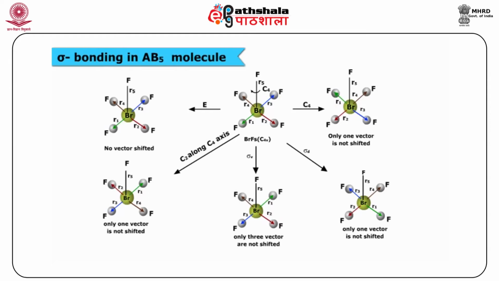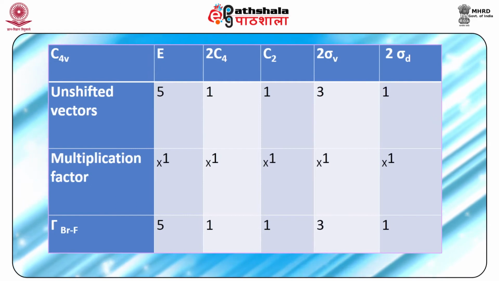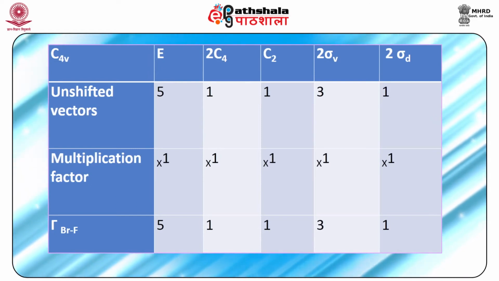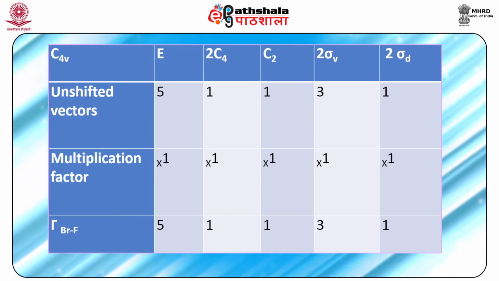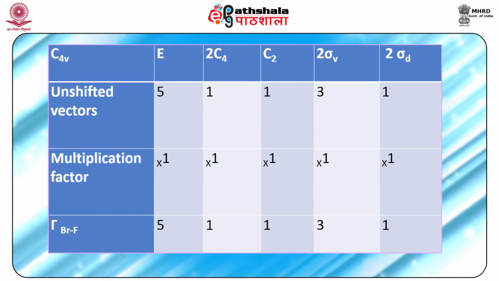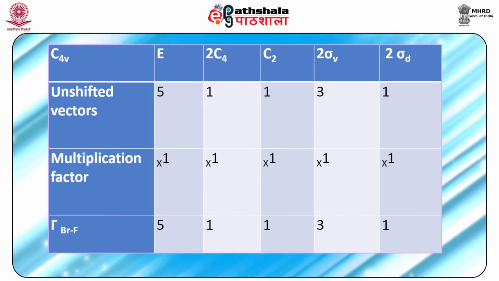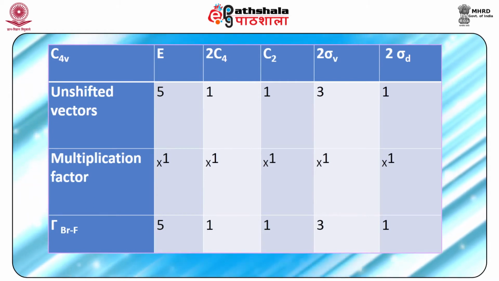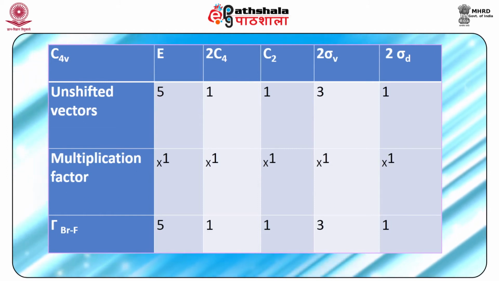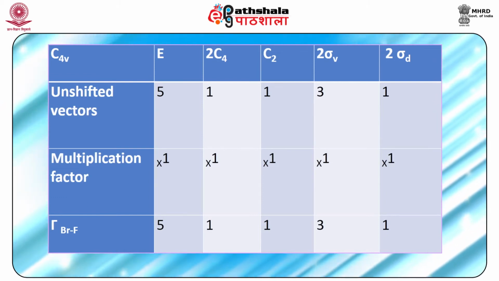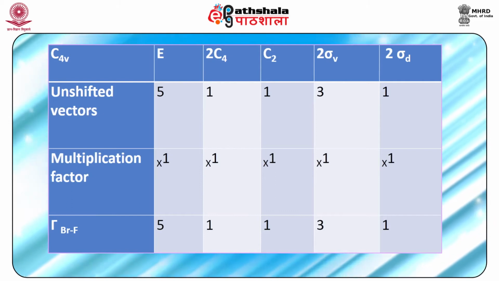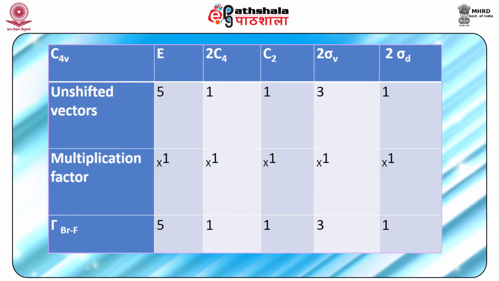Now, in this C4v point group, the results are summarized in this figure over here, and you can verify yourself that these are correct. Now, after seeing how many bond vectors are shifted, how many bond vectors are not shifted, and how many are not shifted and only the direction is changed, we can give the result as summarized in this.